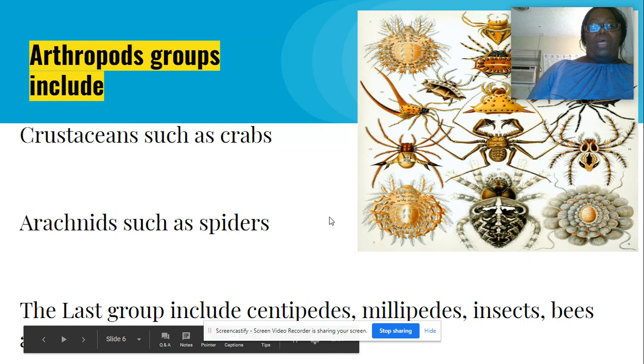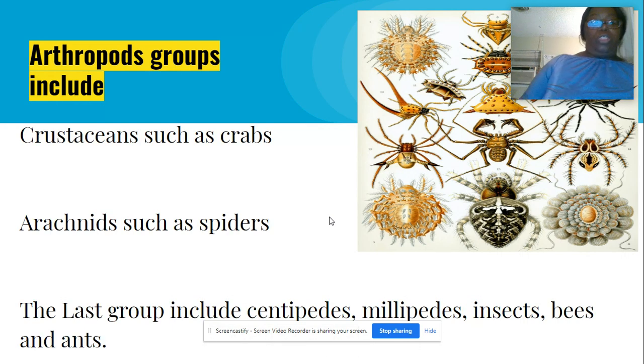So our arthropod groups include crustaceans, such as crabs, arachnids, such as spiders, and our last group includes centipedes, millipedes, insects, bees, and ants. So what are the groups of the arthropods? Crustaceans, which are crabs, arachnids, which are spiders, and then centipedes, millipedes, insects, bees, and ants, right?